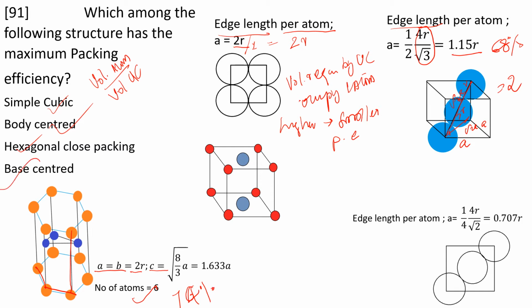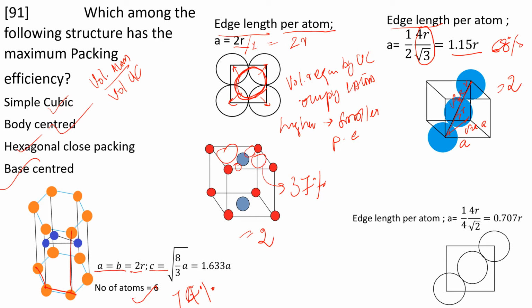Now the base centered. Base centered is similar to that of simple cubic. Only thing is that we are placing one more atom in between. This placement of atom shifts the corner atoms again towards the end, giving way for more void spaces. When there are more void spaces, your efficiency will reduce and the packing efficiency gets reduced to 37%. And the number of atoms here for base centered is 2.